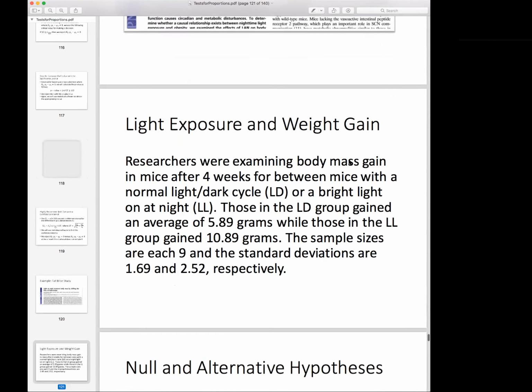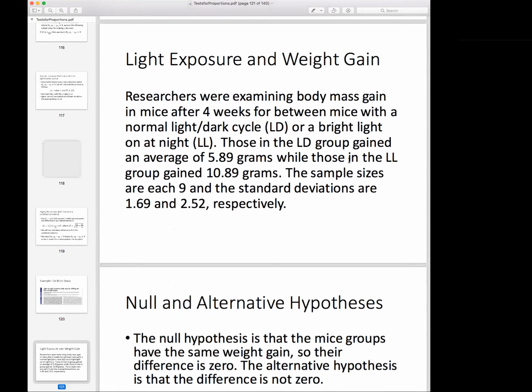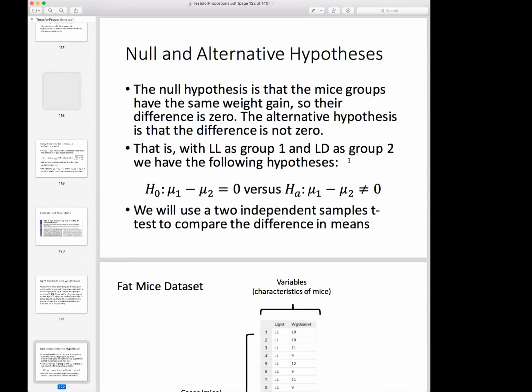So we'll be looking at some mice here, and we're looking at whether light exposure leads to weight gain in mice. So we find that those in the light-dark cycle gained an average of about 5.89 grams, while those in the bright light on at night gained about 10.89 grams. And the sample size of each is 9, and the standard deviations are 1.69 and 2.52 respectively. So our null hypothesis will be that the two mice groups have the same weight gain, so that the difference will be equal to 0, and the alternate would be that it does not equal 0.